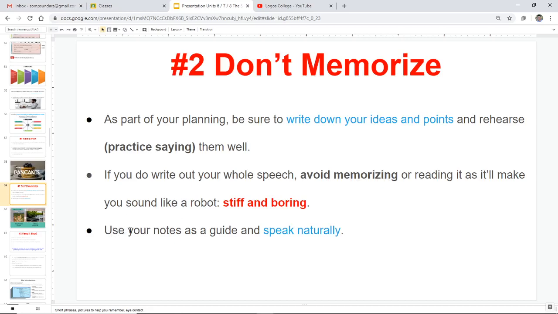Right. This last one, use your notes as a guide and speak naturally. Okay. So you shouldn't have your notes and look down at your notes the whole time, because you want to maintain eye contact with the audience. Right? And if you're sitting there reading your notes, your eyes are on your paper, not looking at the audience. And eye contact is one of the key things to giving an effective presentation. All right, so try not to memorize your entire presentation. Memorize short phrases and look at pictures and use whatever it needs to help you remember your presentation and your ideas and points that you want to convey to the audience.